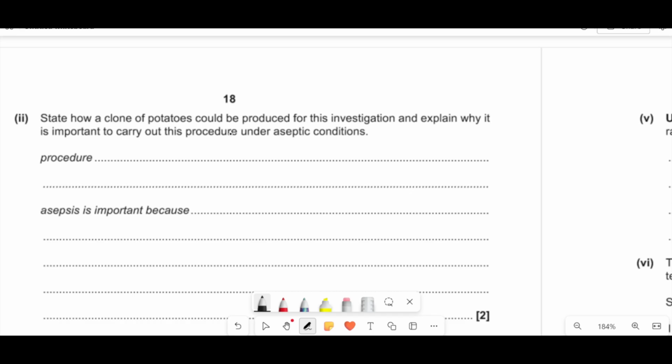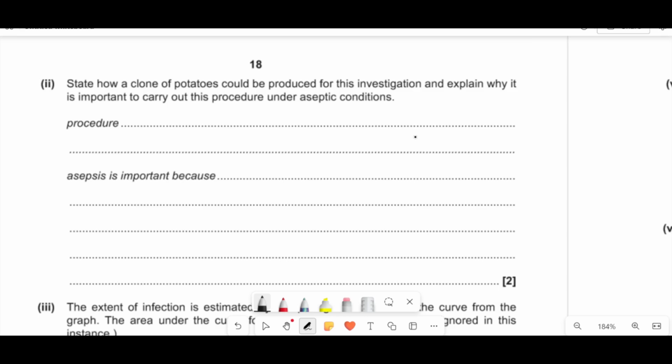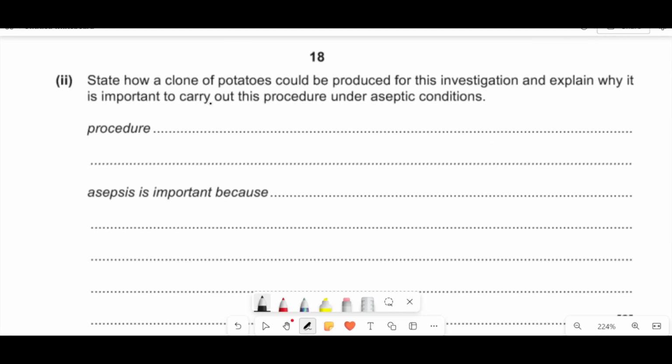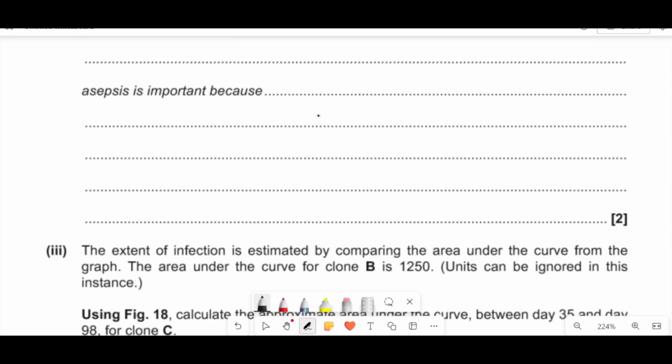Now it says, state how a clone of potatoes can be produced in this investigation, explain why it's important to do this under aseptic conditions. So one thing you can do is tissue culture or micropropagation. So I'm going to go with tissue culture. And then it says asepsis is important because we want to reduce contamination. That's it. That's the whole point.